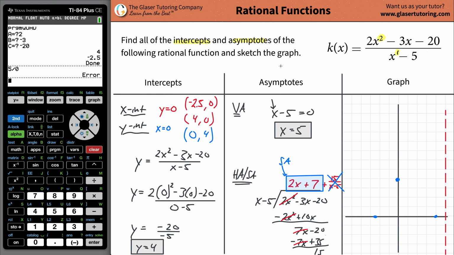Then I'm going to now plot the slant asymptote. So it has a y-intercept of 7, so you can go up 1, 2, 3, 4, 5, 6, 7. Here it is.